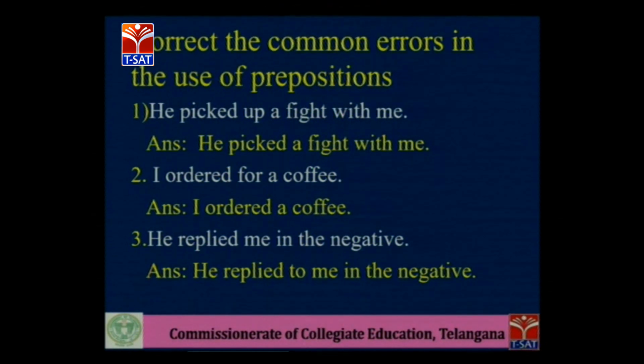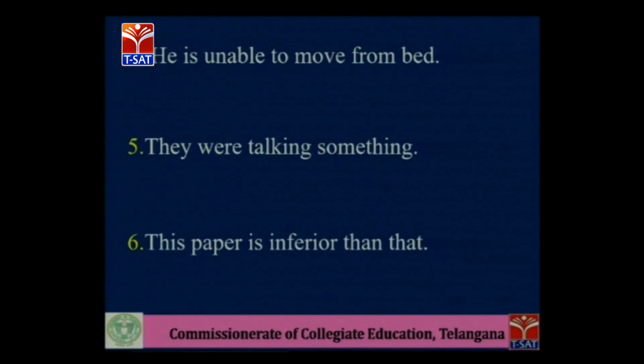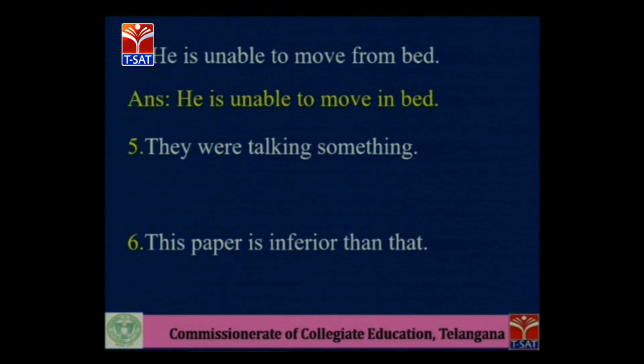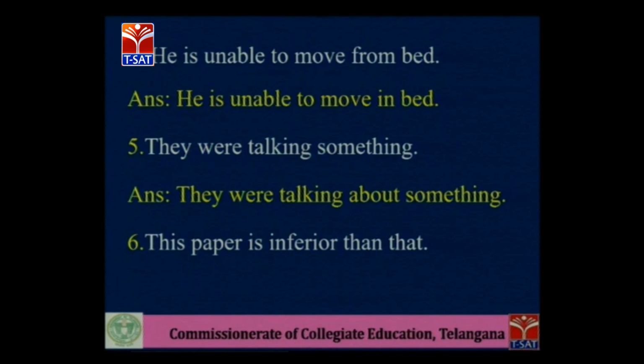Now we'll move on to the next one. That is, he is unable to move from bed. So we have to find out the error in this sentence. What's the correct answer? The correct answer is, he is unable to move in bed, not from bed. The next one is, they were talking something. What are they talking? They are talking about something. So the correct answer is, they are talking about something, and about is introduced here.